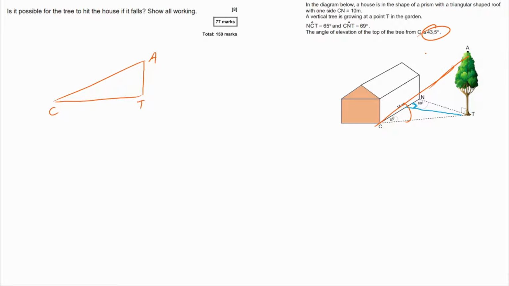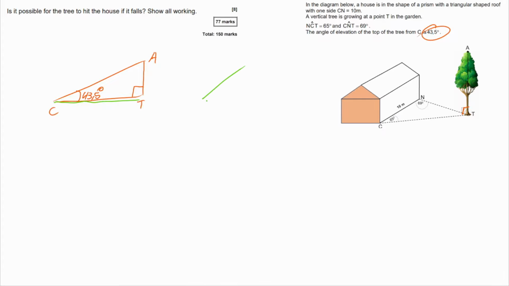Remember the angle of elevation is given here. So this is 43.5 degrees, and this is 90 degrees, because the tree here is vertical. We need to determine this length over here, TA, the height of the tree. We can call it H. To work out the height, we need one side, and what we can do is solve for CT. The way we can solve for CT is if we look at this triangle.